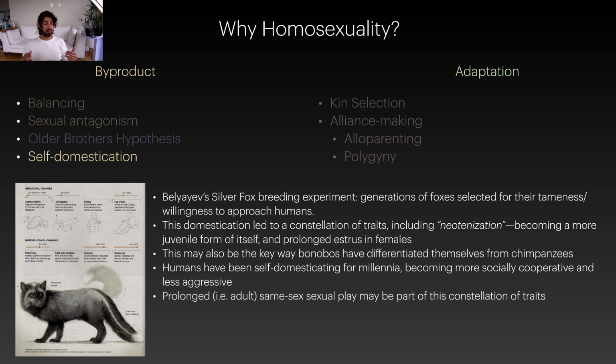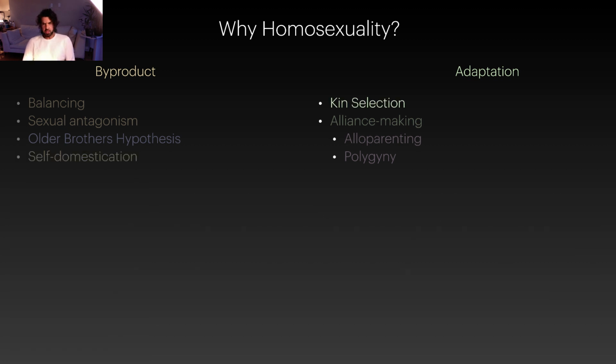Again, this doesn't fully explain exclusive homosexual identity, but it does explain why this type of behavior could genetically evolve. All right, let's now move to the adaptationist explanations for why homosexuality might have evolved. And the first one, which you've read about before in your readings, is the kin selection argument.